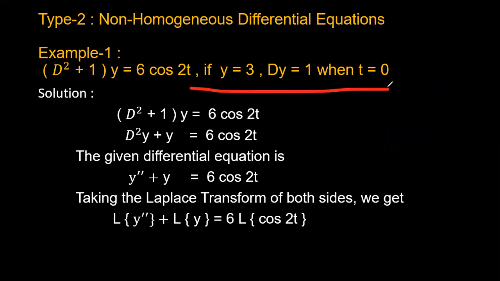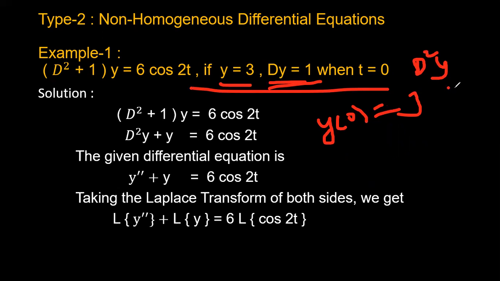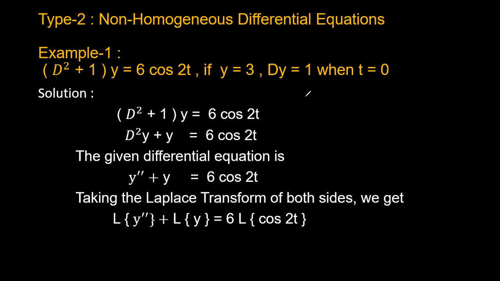So don't get confused. If he has given it like that, you simply put y of 0 is equal to 3 for capital D into y. If he has given D square into y, then it indicates y double dash of 0 is equal to whatever initial condition value is given, and you put that here. In this way, you have to simplify the initial conditions when they are given in this form. Right, now you have to write the given differential equation.